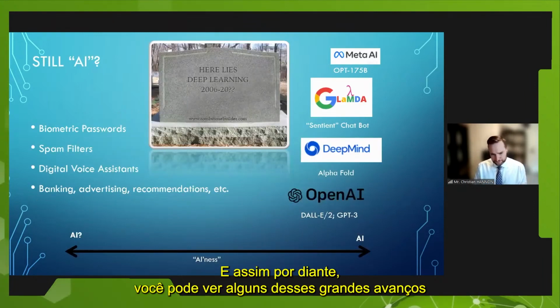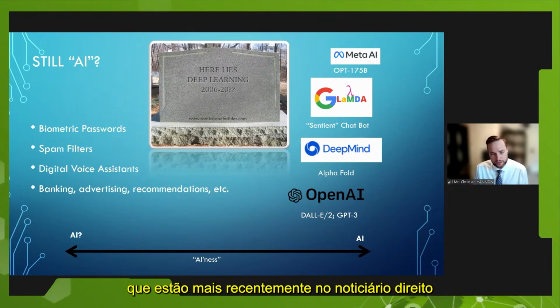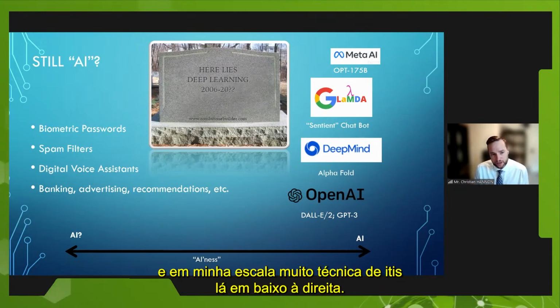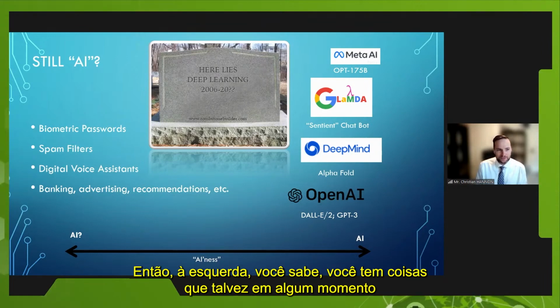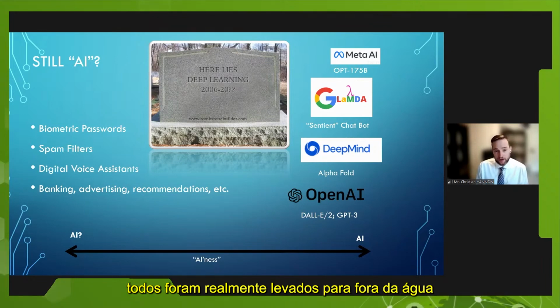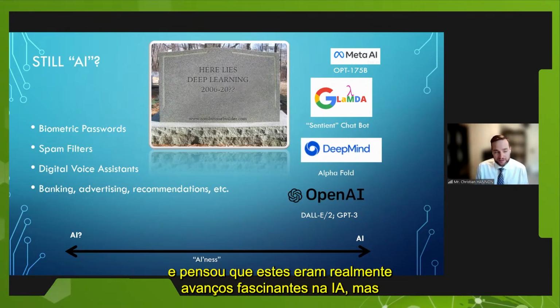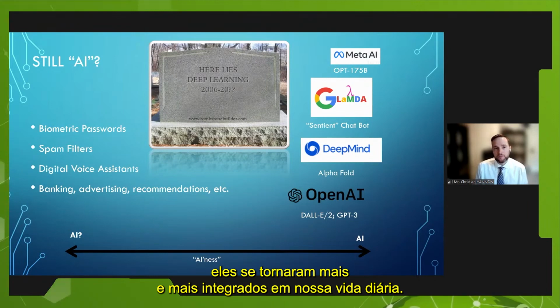And so on this slide, you can see some of these great advances that are most recently in the news, right? And in my very technical scale of AI-ness there at the bottom, right? So on the left, you have things that maybe at one point in time, everyone was really blown out of the water and thought that these were really fascinating advances in AI, but they've become more and more integrated into our daily lives.